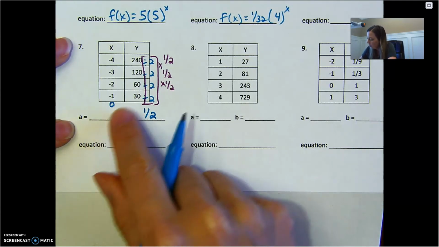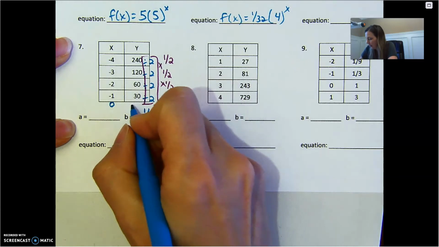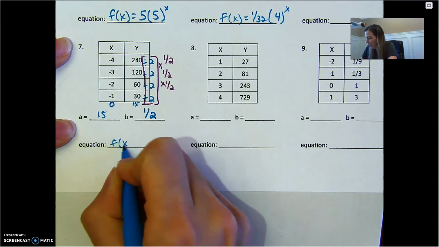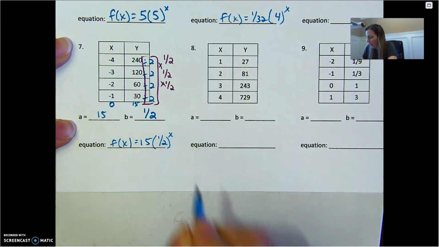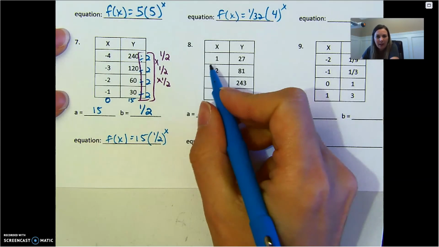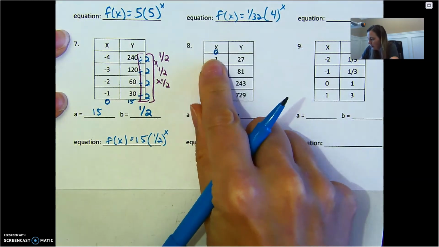All right, so our initial value then, what is 30 divided by 2? What is 30 cut in half? That would be 15. So our equation would be f of x equals 15 times 1/2 to the x. All right, let me do one more with you. We've got 1, 2, 3, 4. All right, so we have to find the y-intercept ourselves.